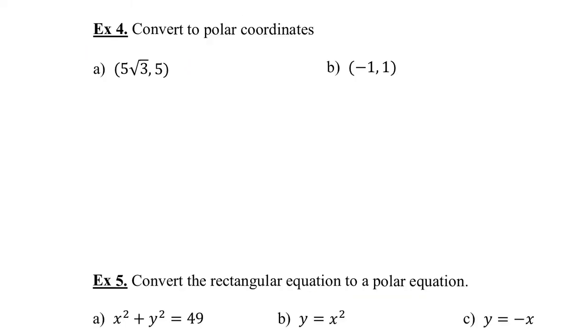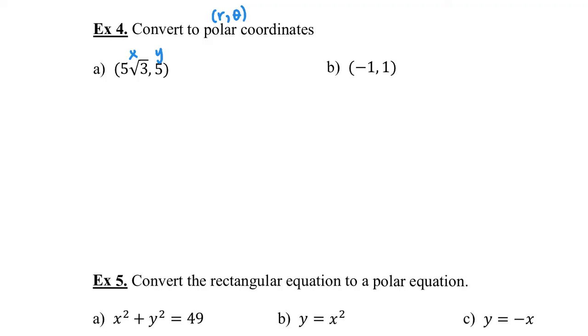It says convert to polar coordinates, so I want my answer to be r, theta, but they're giving it to me as x, y. So this is my x, and this is my y. So I need to figure out what the r is, and I need to figure out what the theta is, and then I can rewrite my point. Let me do r first, because r is straightforward.